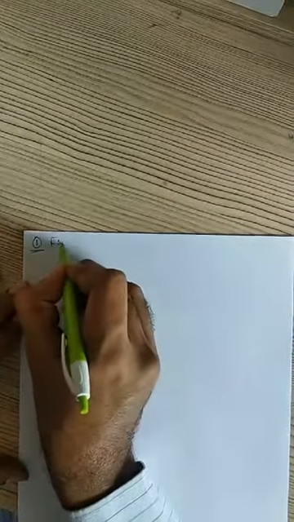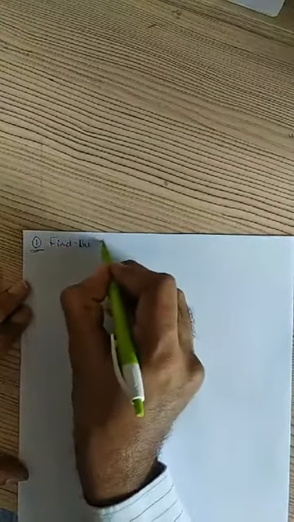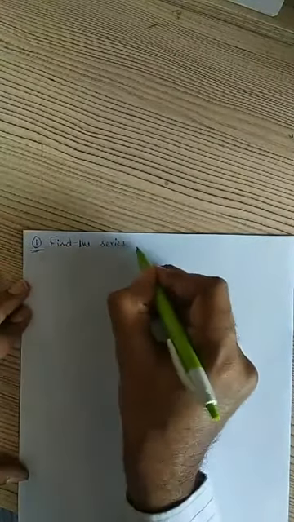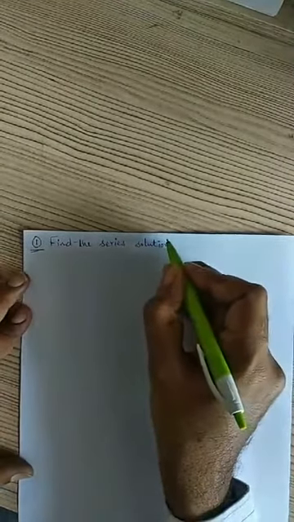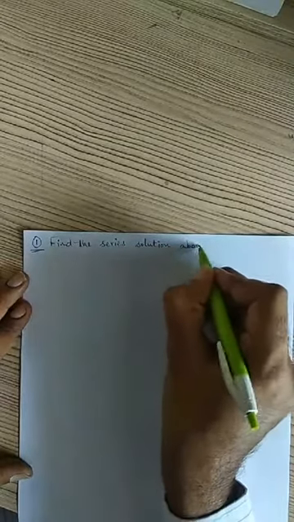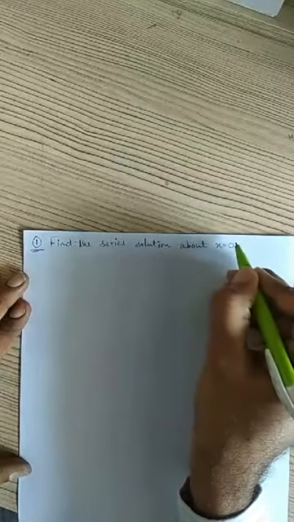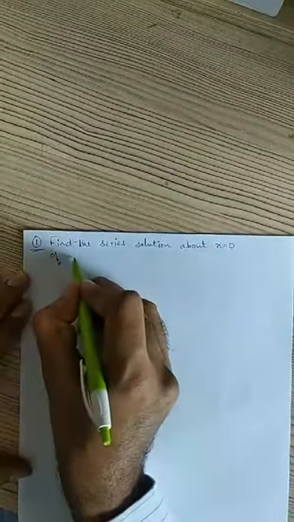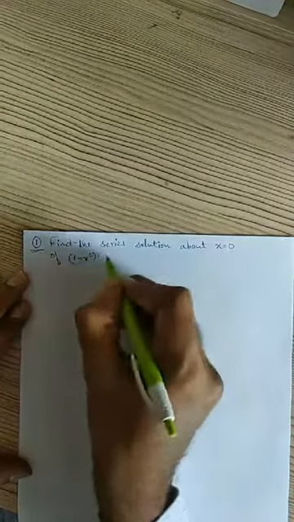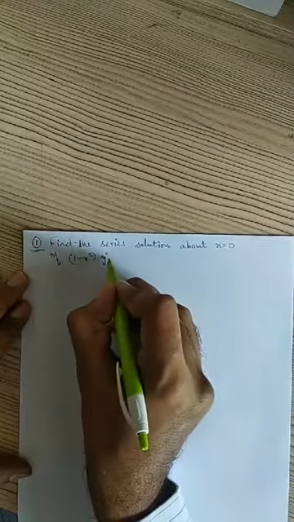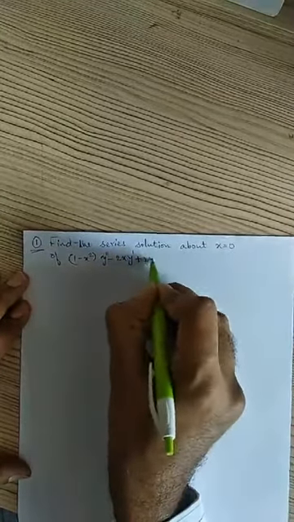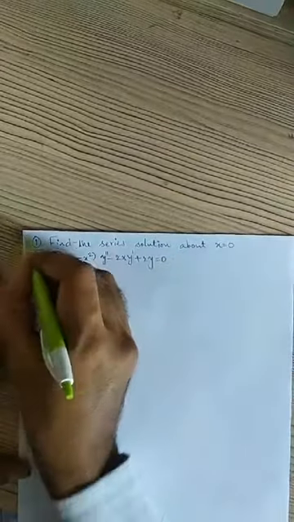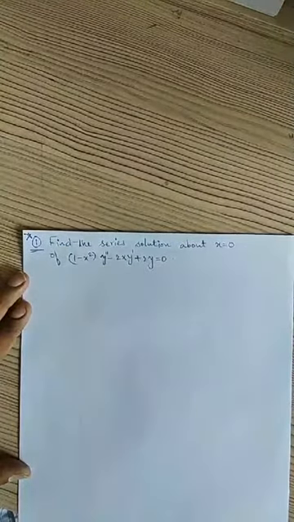Find the series solution about x equals 0 of the equation (1 minus x square) y double dash minus 2x y dash plus 2y equals 0. This question is important, it was asked in exams.